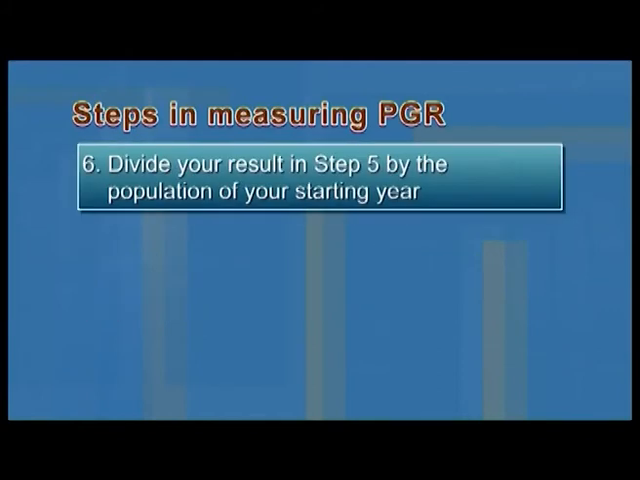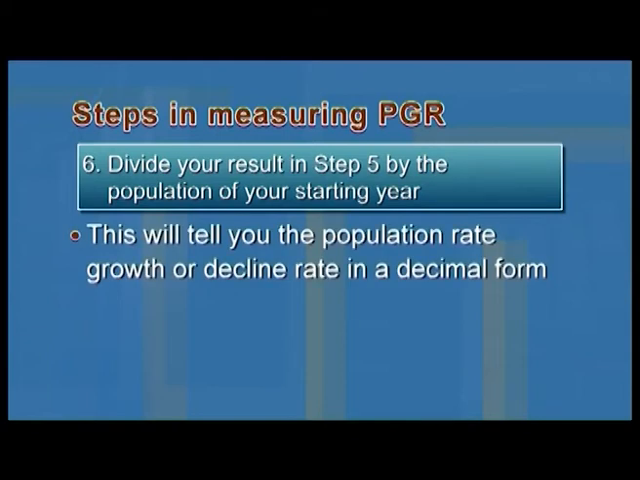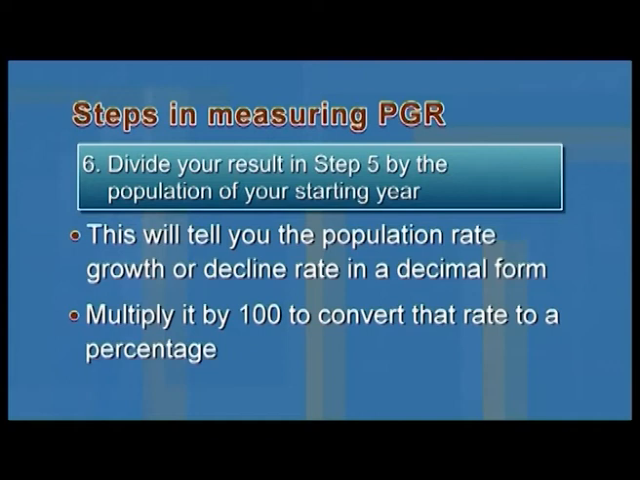Divide your result in step 5 by the population of your starting year. This will tell you the population growth or decline rate in decimal form. Multiply it by 100 to convert that rate to a percentage.